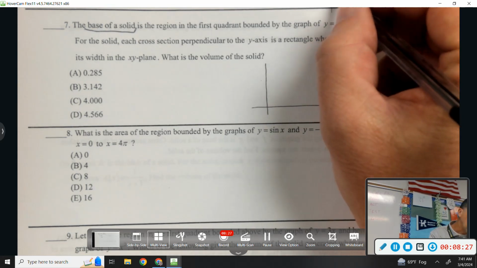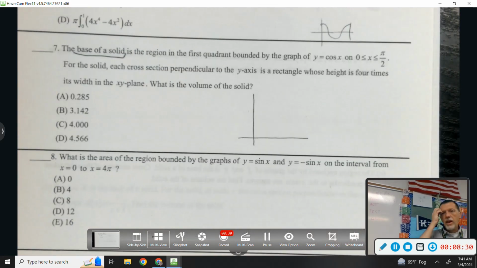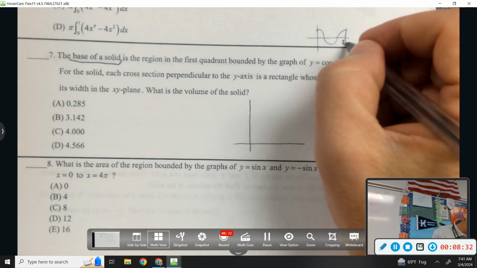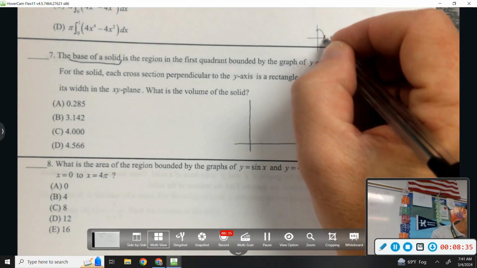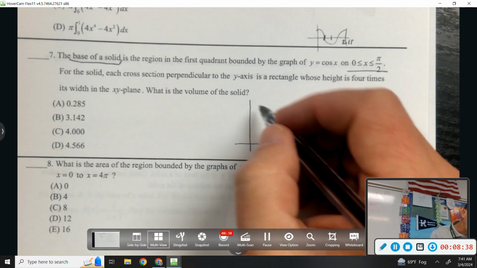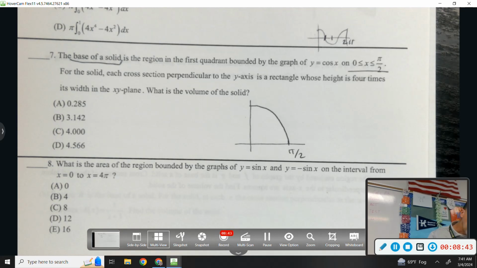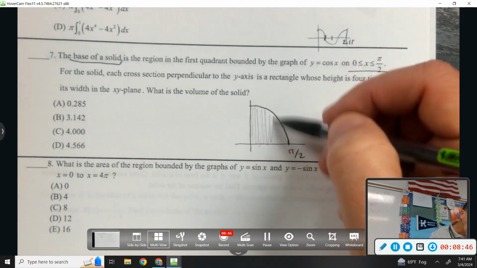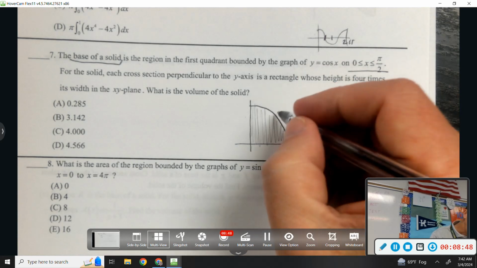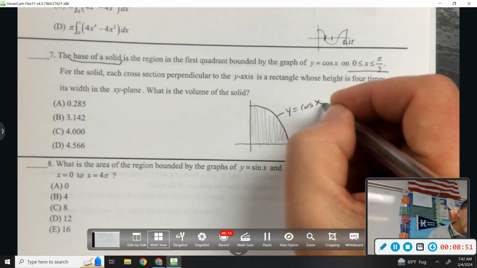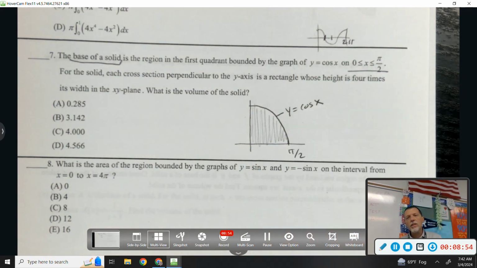Okay, cosine starts at a max and does that. Ends at 2 pi, so that's pi. Okay, so where it hits the axis is pi over 2, so that makes sense. I guess if you didn't know that, you'd type it in the calculator and play around until you figured out that it looked like that. Let's see. Cosine x, 0 to pi over 2.